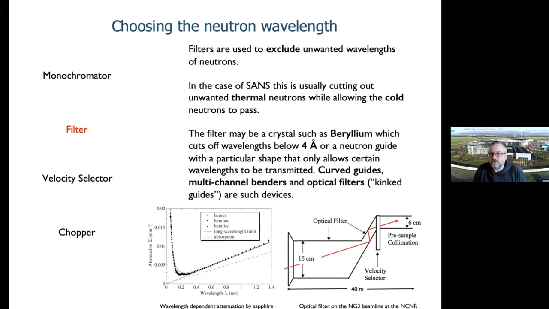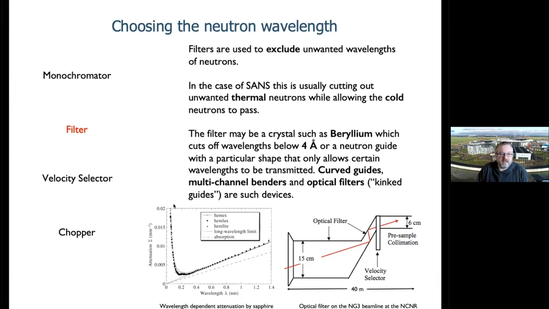Another popular choice for SANS instruments is to make use of a neutron guide with a particular shape. This controls which wavelengths of neutrons will actually meet the total reflection criterion by shaping the guide, and that provides a cutoff in wavelength. In particular, curved guides, multi-channel benders and optical filters are all examples of these devices. Fundamentally, they all work in the same way: you're manipulating the shape of the optics such that the angles at which a neutron can reflect are controlled.